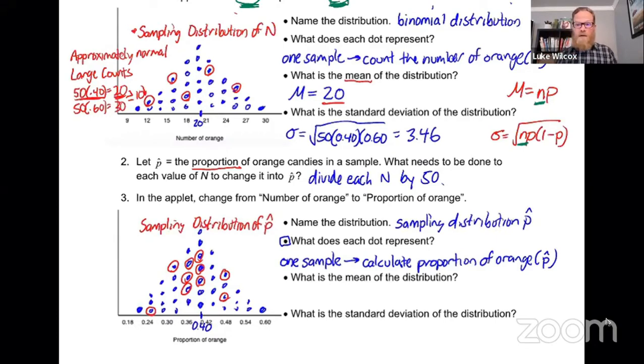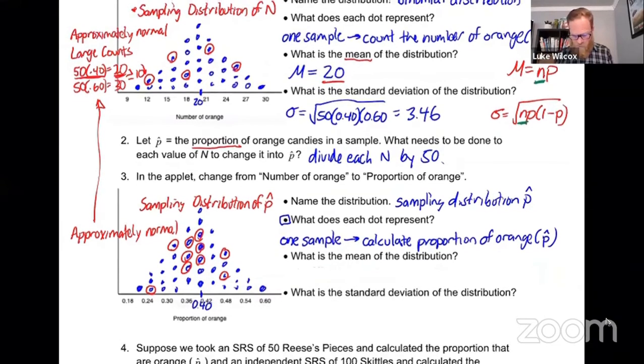Now let's see if we can go ahead and describe that distribution. And I'm going to start once again with the shape. And of course, the shape is exactly the same as the shape of the one above it because it's the same distribution, just a different scale. So of course, I can say that this is approximately normal. And my justification would be the large counts condition. We already checked that above. So the large counts condition also allows us to say that the sampling distribution of p hat is approximately normal.